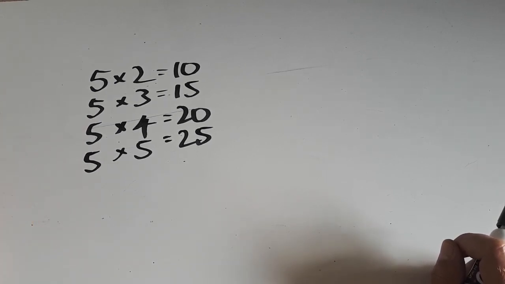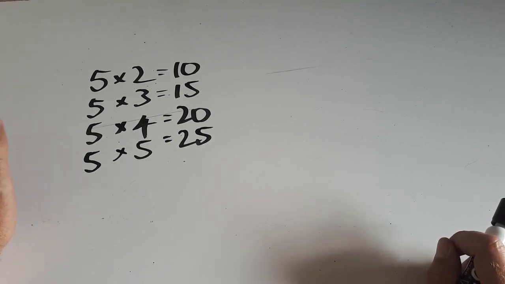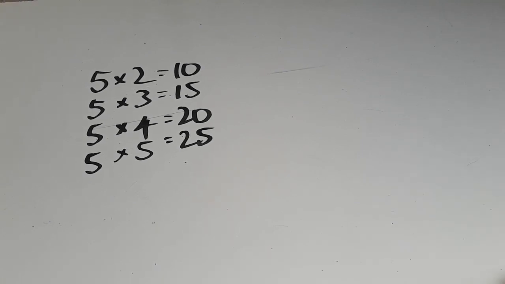We can learn these facts really well, and one of the best ways to do that is skip counting. 5, 10, 15, 20, 25, 30, so on like that. And because you're in my maths class, you've probably learnt most of those already.